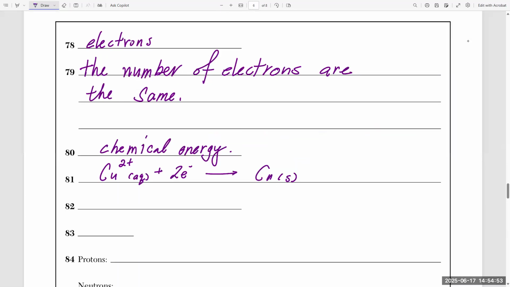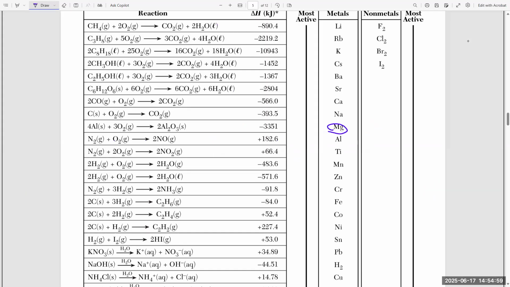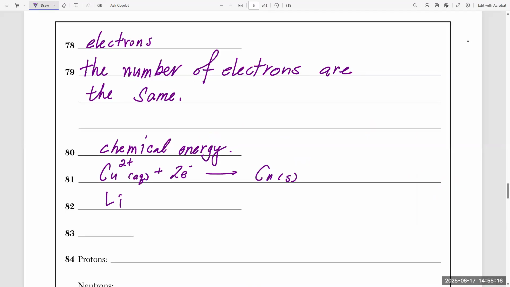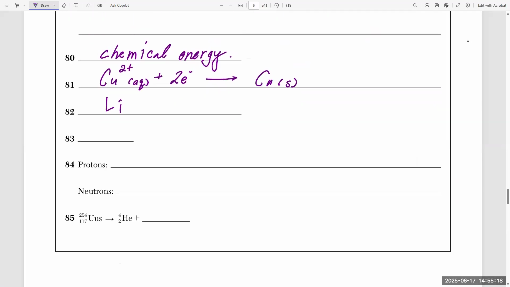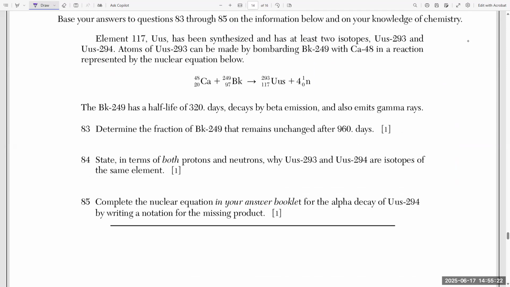Now it says one metal, right? Let's take a look. It's any of these. If you take a look, in fact, they're all metals, so any of these is a correct answer. I'm going to go with lithium because it's way up high. So lithium, except you can write any one of those that's above magnesium. 83. All right, that's it. Final stretch.